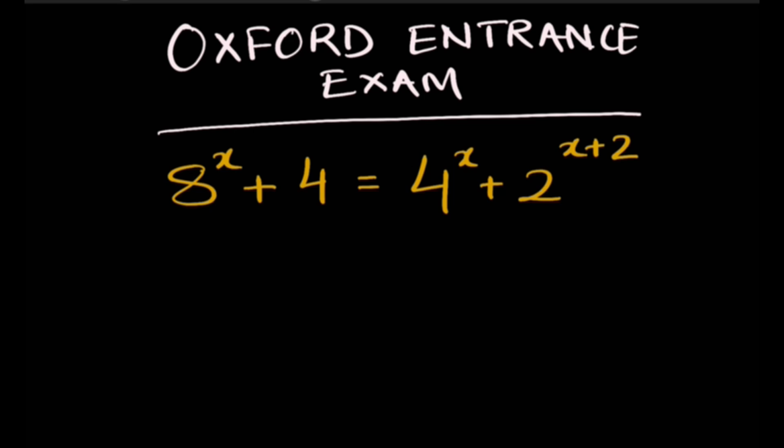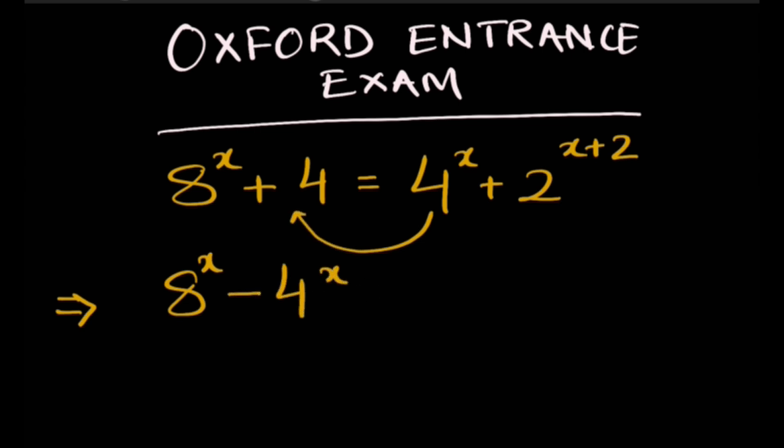Today we are going to solve this very interesting algebraic problem, and the question is, if 8 to the power x plus 4 is equal to 4 to the power x plus 2 to the power x plus 2, find the value of x. We can rewrite this equation as 8 to the power x, and we'll bring this 4 to the power x to the left hand side and write minus 4 to the power x is equal to 2 to the power x plus 2, and we'll bring this 4 to the right hand side of the equation and write it as minus 4.